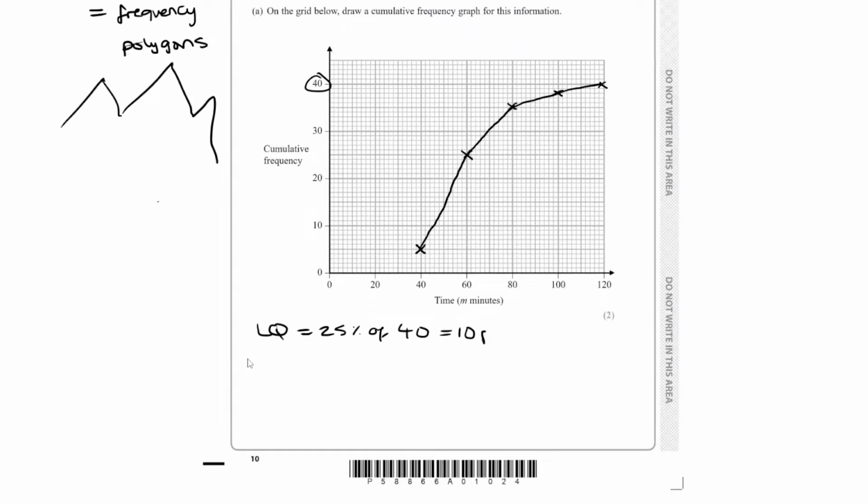So that's the 10 is not the lower quartile, right? The 10th person. So that's why we're looking at the frequency side. So at 10, draw a line across. Obviously, get your ruler, do this.